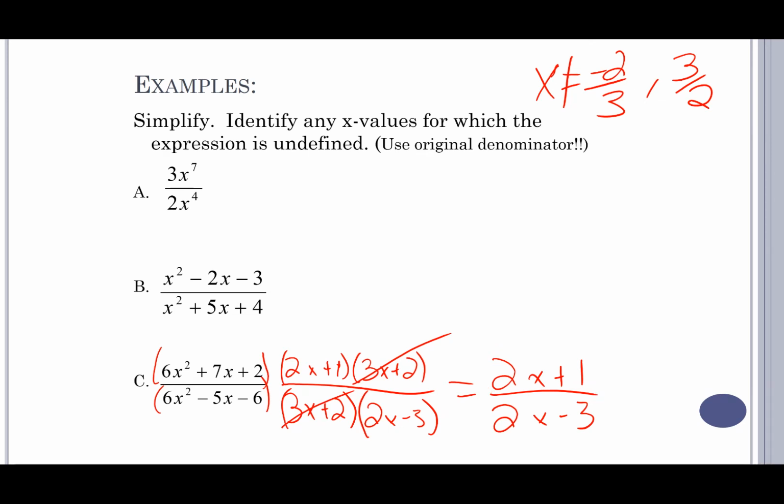It's very tempting to say, oh, look, 2x's, those cancel, but they don't. They don't because, again, the plus sign attaches the 2x with the 1. The minus sign attaches it with the 3. So those things are attached. To cancel them, they have to be canceled out as a group, as a whole entity, which is like the 3x plus 2s. 3x plus 2 and 3x plus 2 are the exact same group, the exact same entity, so they can cancel out. But 2x plus 1 and 2x minus 3 are not. So that's our final simplified answer. These are the excluded values.